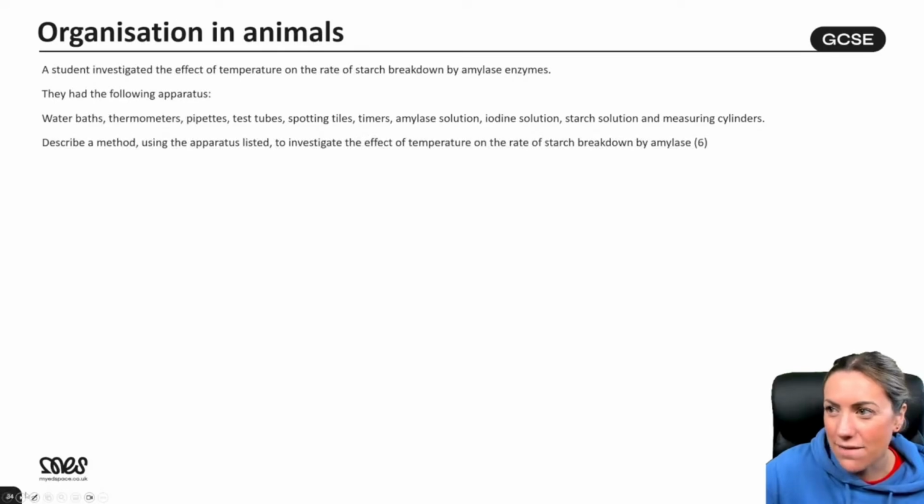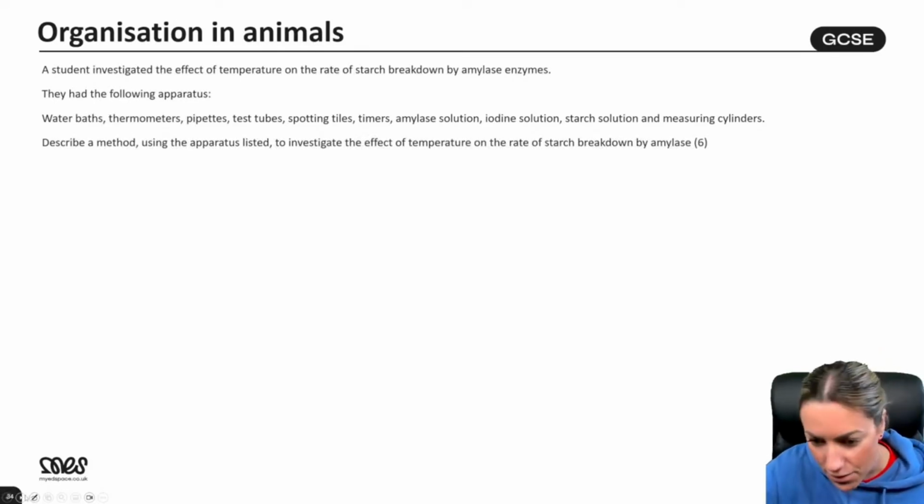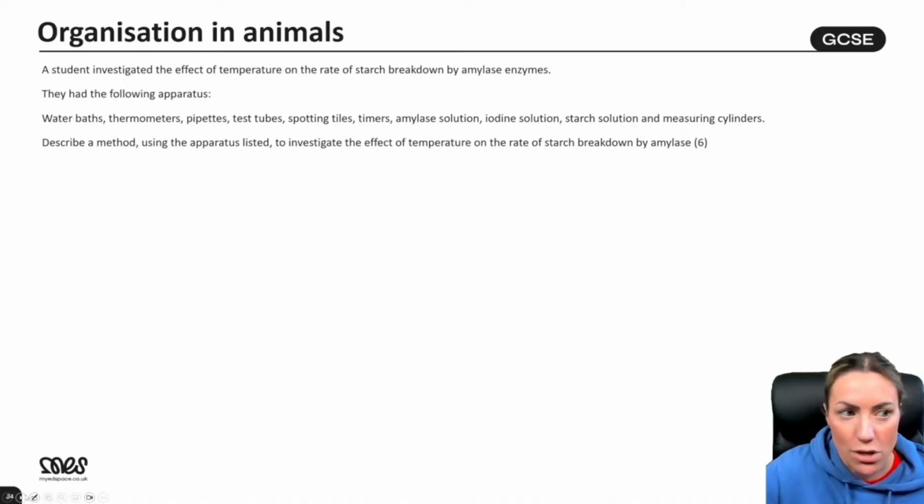A student investigated the effect of temperature. All right, we're going to plan a practical. This is going to be good. This is going to be useful. I'm going to show you how I do it.